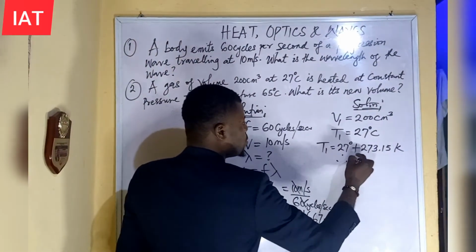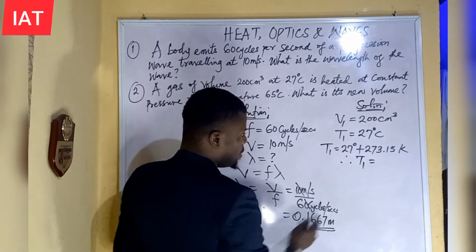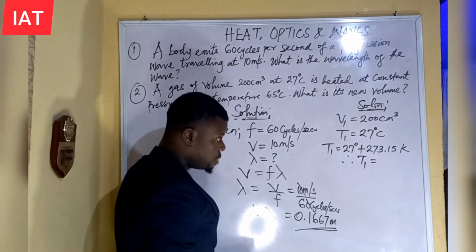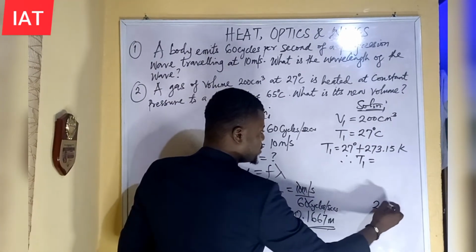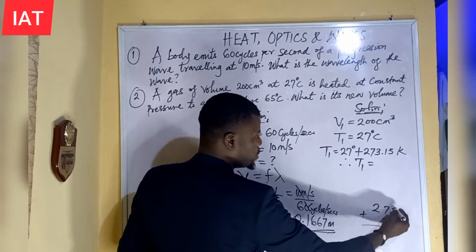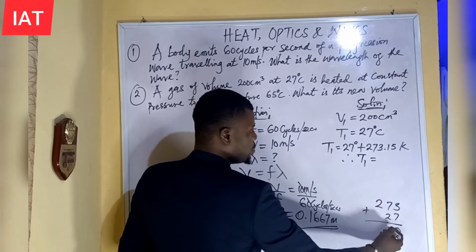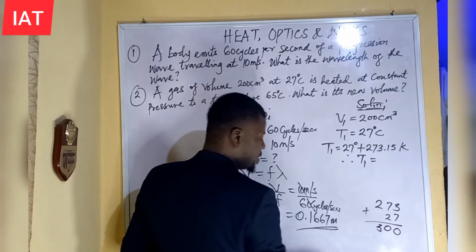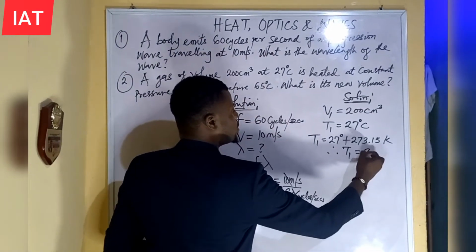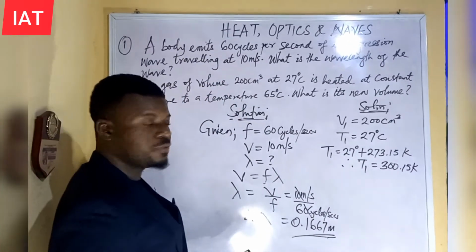So therefore, we have this value T1 to be equal to, I think we have 300, but let's do the mathematics so that you'll be sure of what we're doing. We have 27. If we sum this up, this will give us 0 because it is 10, carry 1, and then here will also give us 10, carry 1, and we have 3. So you can see that the value we have here will be 300.15 Kelvin. So we've done the conversion, which is very important.